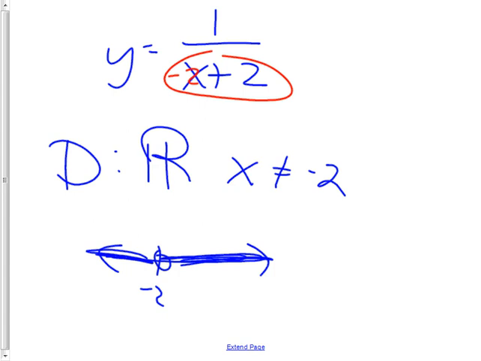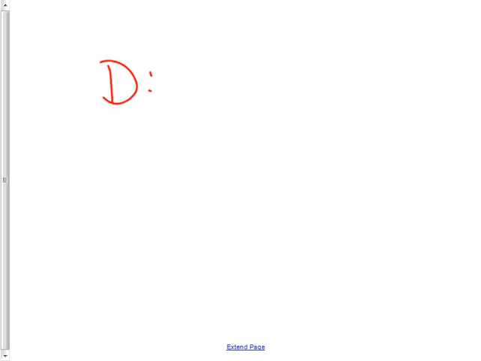All right. So would you please tell me what the domain of this function is? 1 over x plus 3, x plus 2.